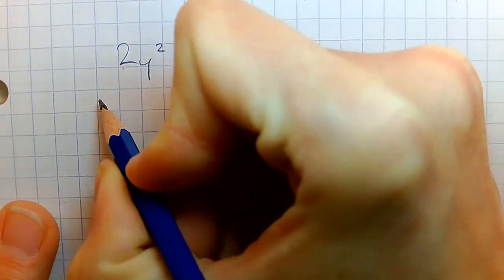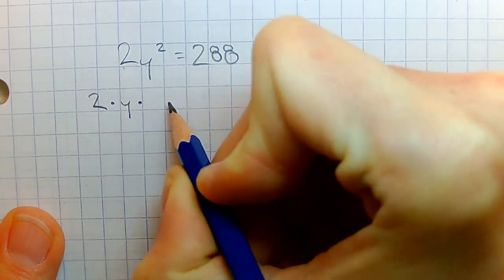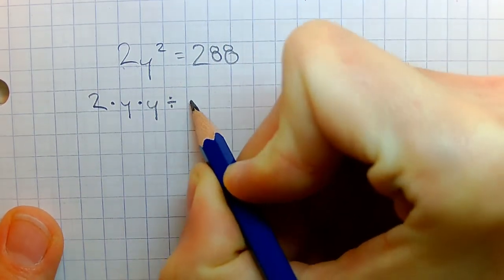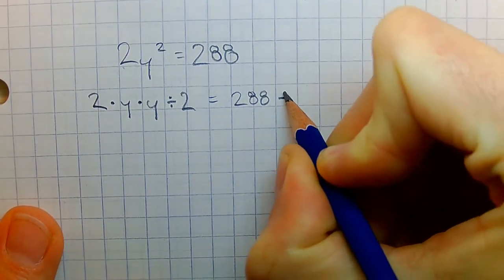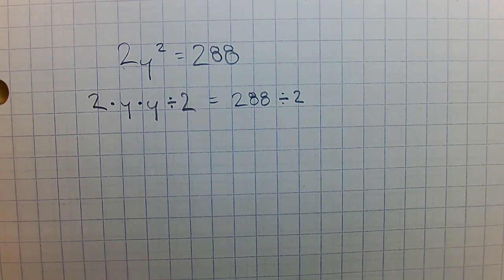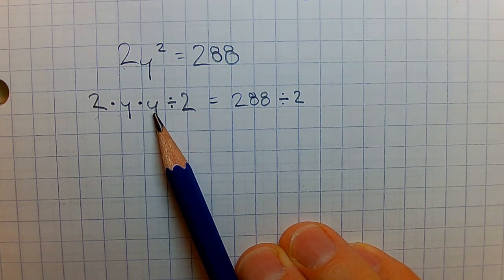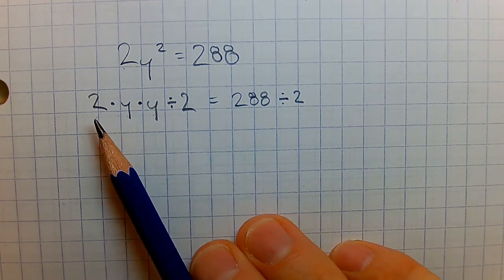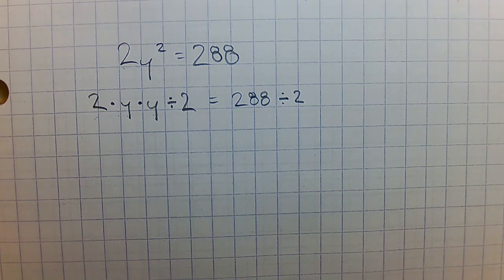I'm going to write this long form so that it makes a lot of sense. So we've got 2 times y divided by 2 is equal to 288 divided by 2. Our rules of algebra say that we're allowed to do the same operation to both sides, since it does not change the relationship between the left and the right side. And the nice thing about 2 times y is that multiplication is commutative, which means we can reorganize any of these terms in order and it won't affect the quantity.